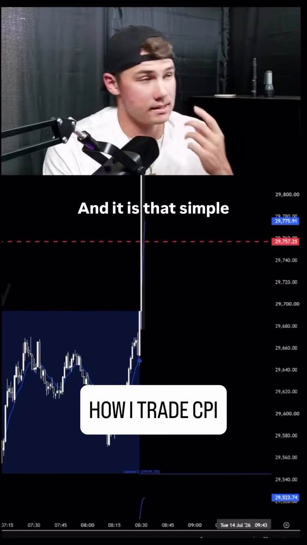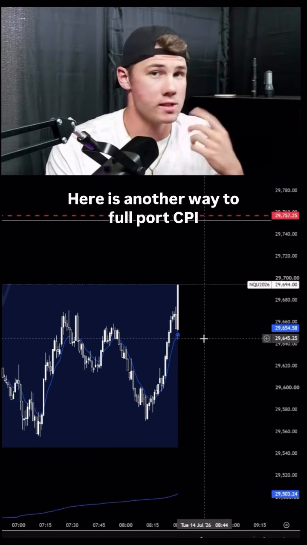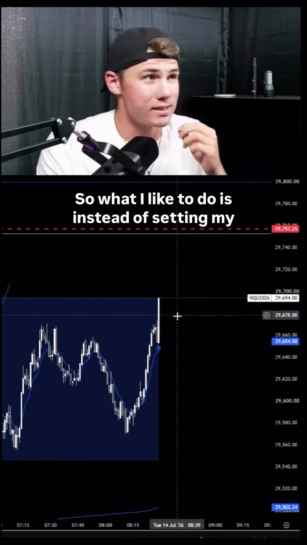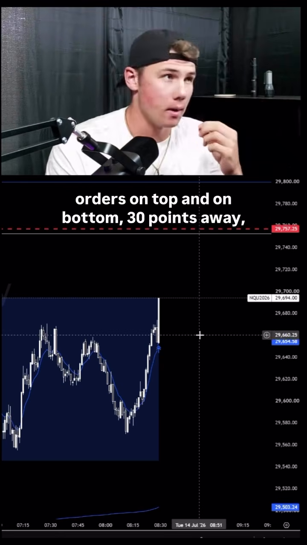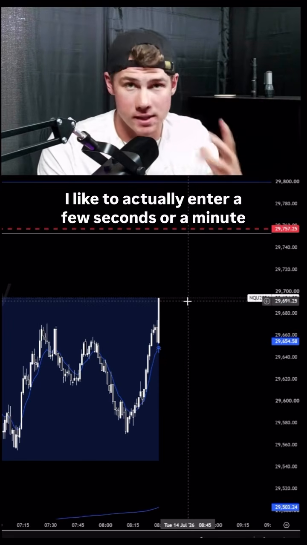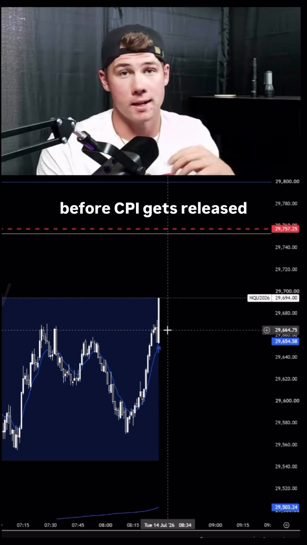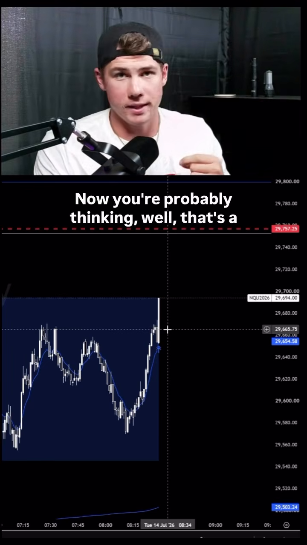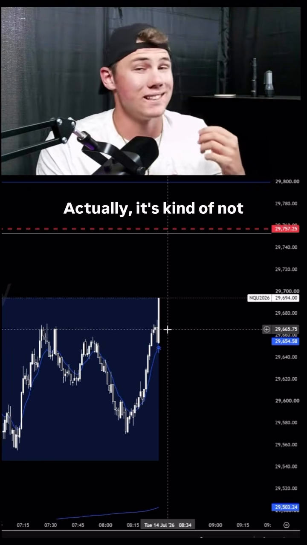And it is that simple. Here's another way to trade CPI. So what I like to do, instead of setting my orders on top and on bottom 30 points away, is actually enter a few seconds or a minute before CPI gets released. Now you're probably thinking, well, that's a 50-50 gamble. Actually, it's kind of not.